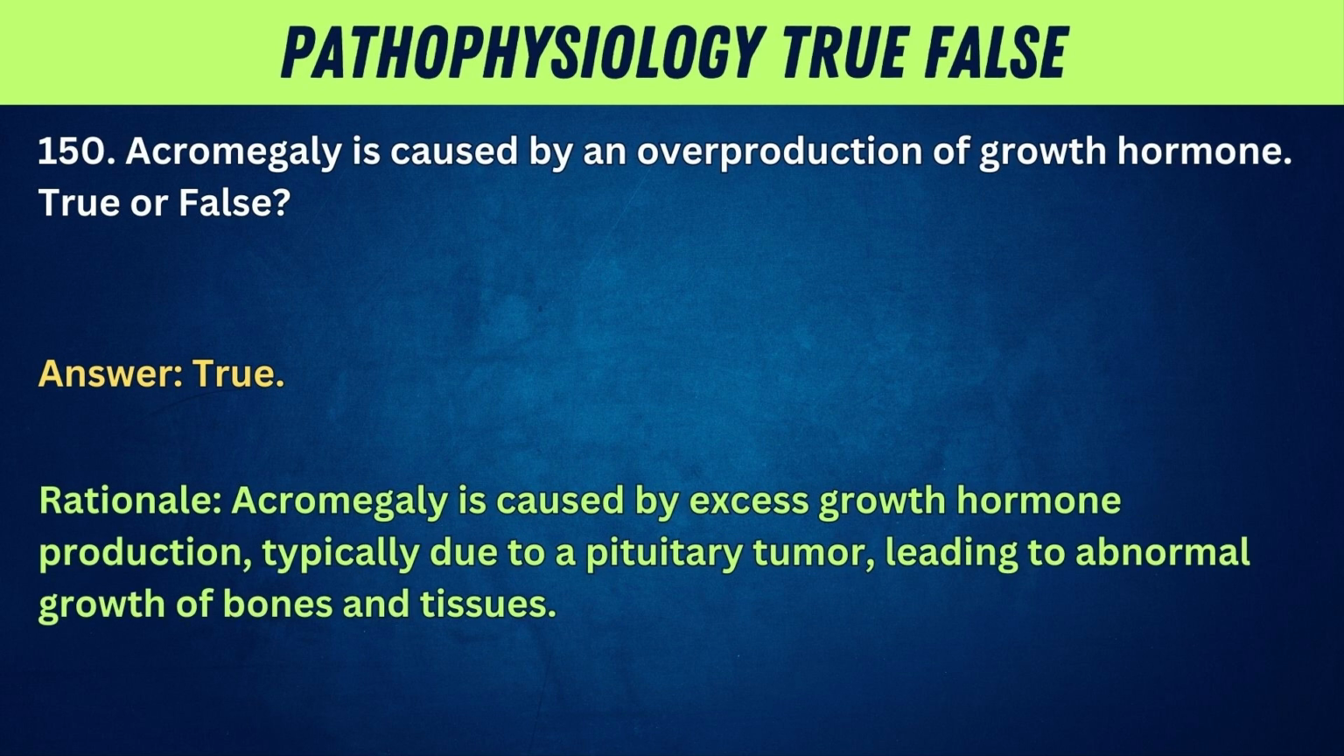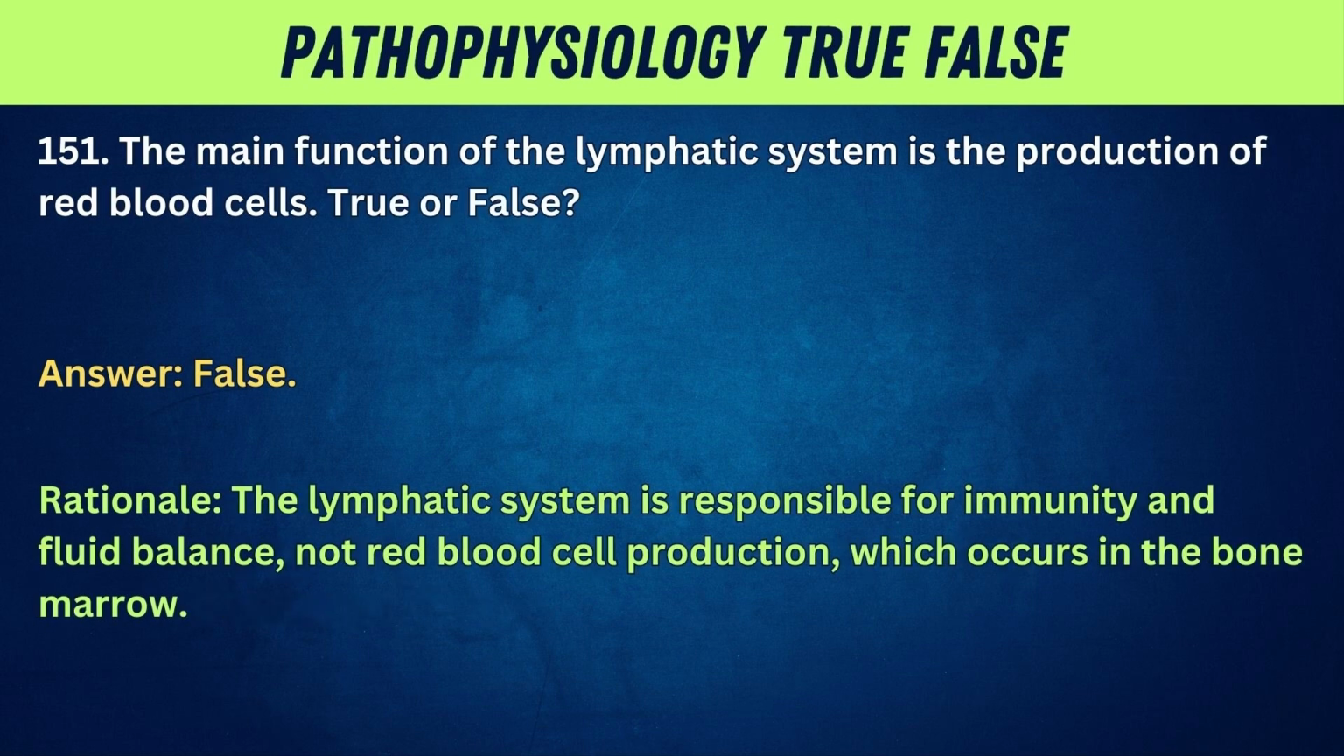150. Acromegaly is caused by an overproduction of growth hormone. True or false? Answer: true. Rationale: acromegaly is caused by excess growth hormone production, typically due to a pituitary tumor, leading to abnormal growth of bones and tissues. 151. The main function of the lymphatic system is the production of red blood cells.